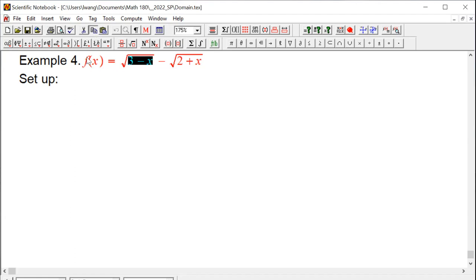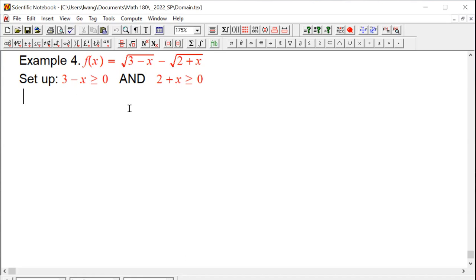3 minus x under one square root has to be greater than or equal to 0. And there's another one, which is 2 plus x, also under another square root. This has to be greater than or equal to 0. And these two must be connected by "and". It means that both conditions must be satisfied at the same time, okay?